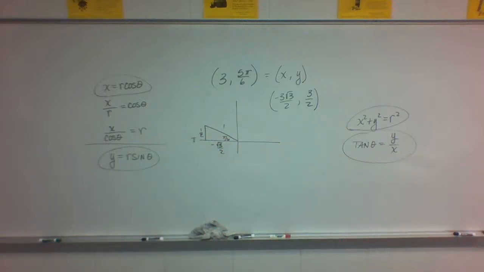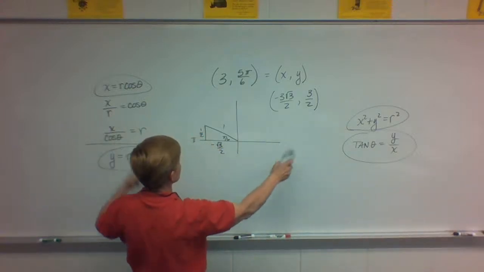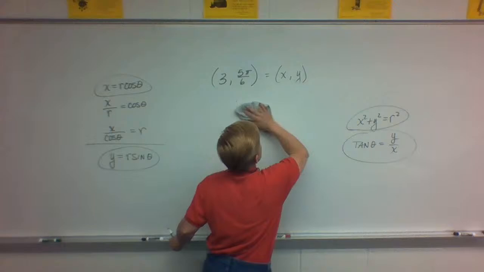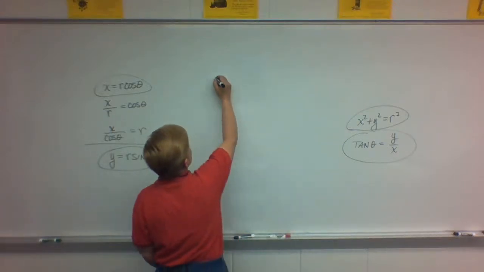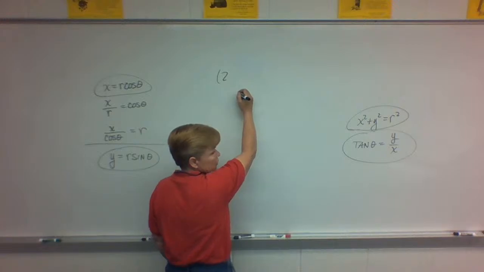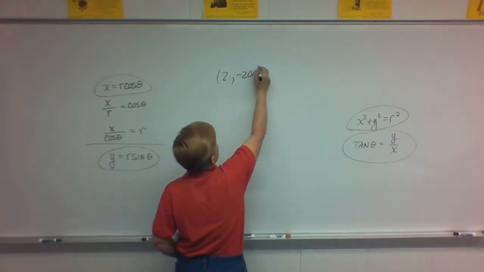Okay, let's take a look at the next one. 2 and negative 200 degrees. So I'm going to erase this and keep these up here. So I've got the polar coordinates. What did I say? 2 and negative 200.